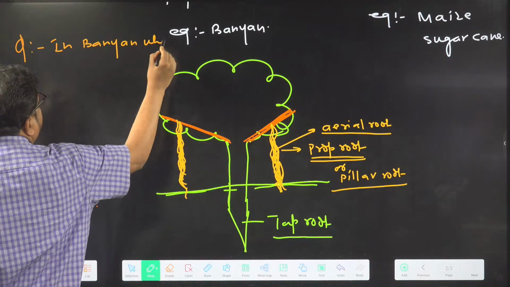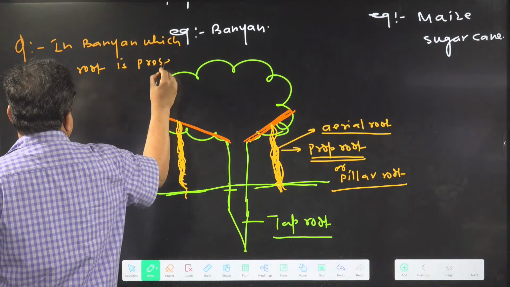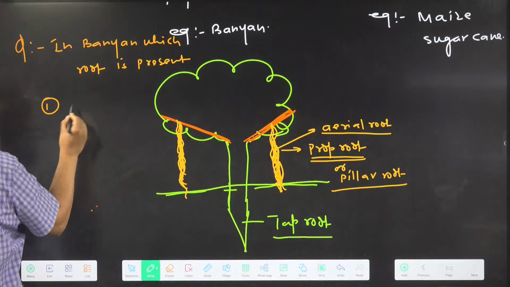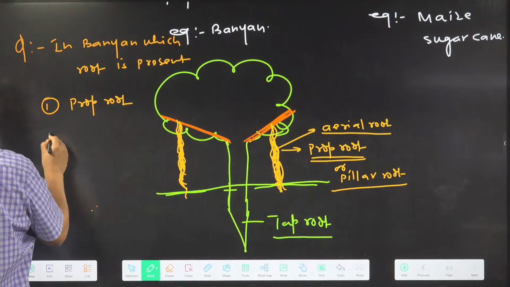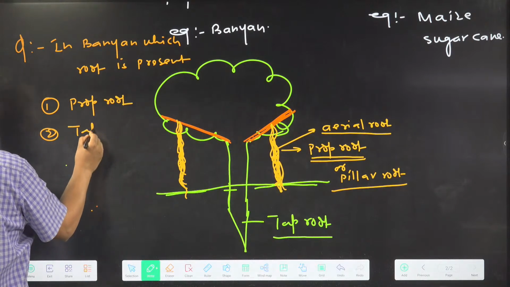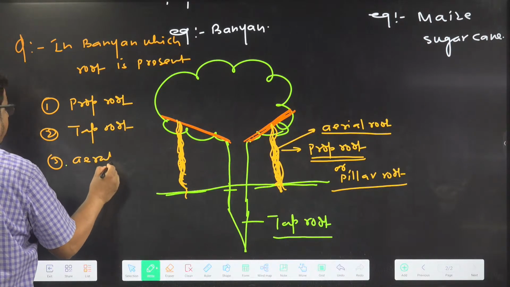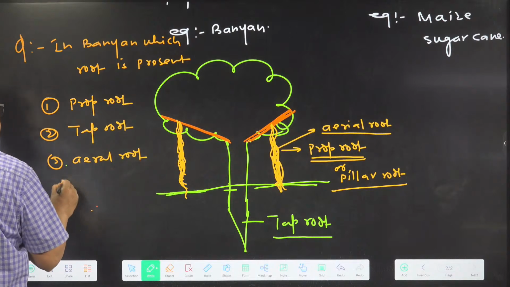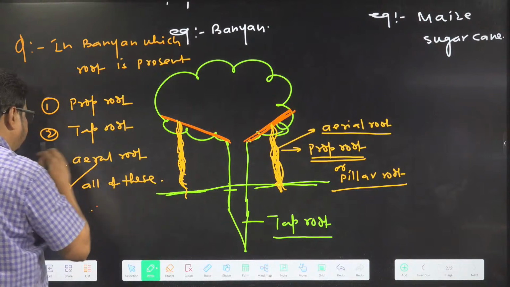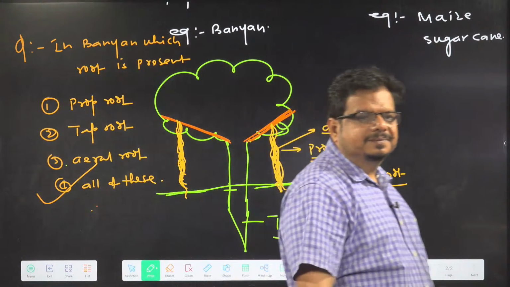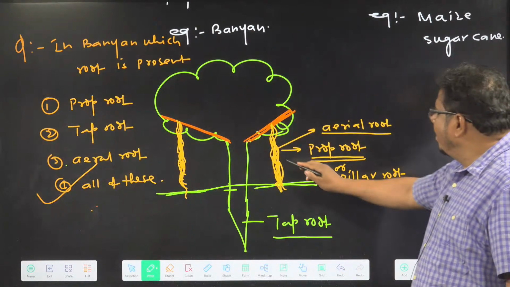which root is present? The first option they can give is prop root. The second option they can give is tap root. The third option they can give is aerial root. The fourth option they can give is all of these. So what will the answer of this question be? All of these. Here it is a prop root.